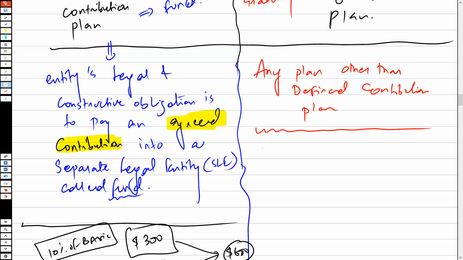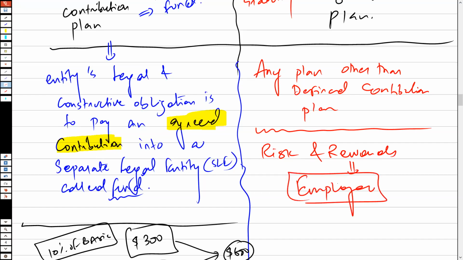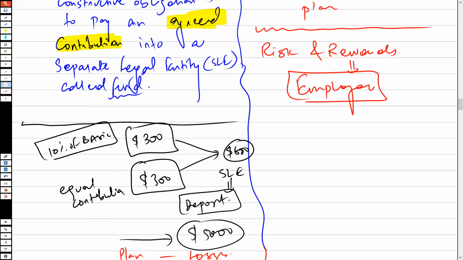Generally speaking, the risk and rewards belong to the employer. The entity for whom we are accounting is the employer, and the risk and rewards belong to them. In order to account for this defined benefit plan, we create a plan assets reconciliation and a plan obligation reconciliation, things like that.